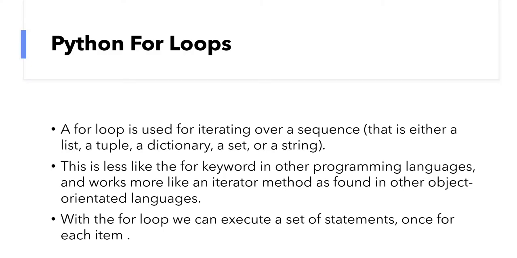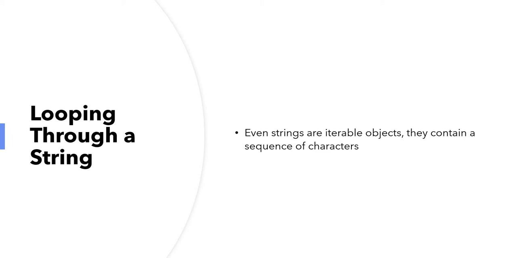Python for loops. A for loop is used for iterating over a sequence that is either a list, a tuple, a dictionary, a set or a string. This is less like the for keyword in other programming languages, and works more like an iterator method as found in other object-oriented languages. With the for loop, we can execute a set of statements once for each item.